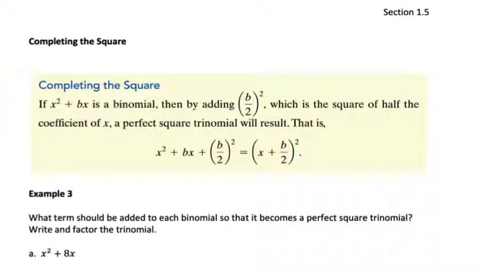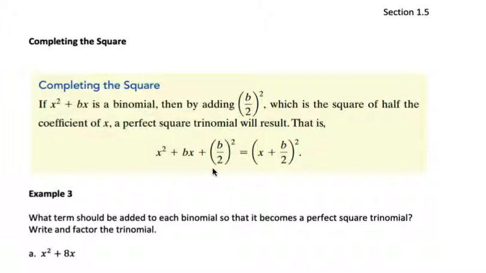In this video for section 1.5, we're going to see our third method for solving quadratic equations, and this is called completing the square. So when we're working with completing the square, we're going to have a binomial, x squared plus bx, where b is going to be a number. What we're going to do is add b divided by 2 squared, whatever number that is.